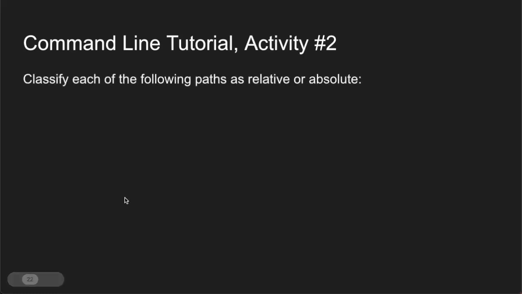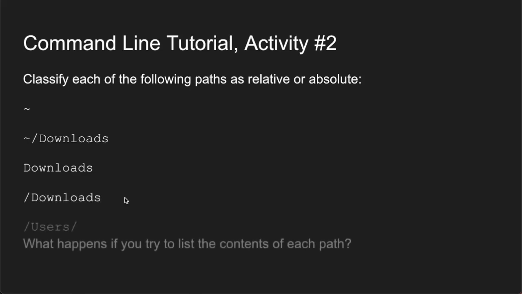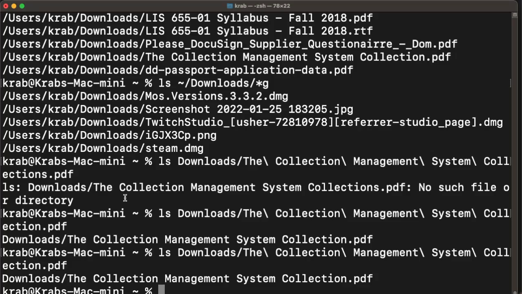All right, but just running through these paths, it's always good activity to think about the relative and absoluteness of it. Squiggle, I like to consider this a relative path. Squiggle /downloads, relative. Downloads, this is relative. It does not start with that / character. /downloads, this is an absolute path. /users/, that's an absolute path. And so these paths will function differently depending on where you are on your system.